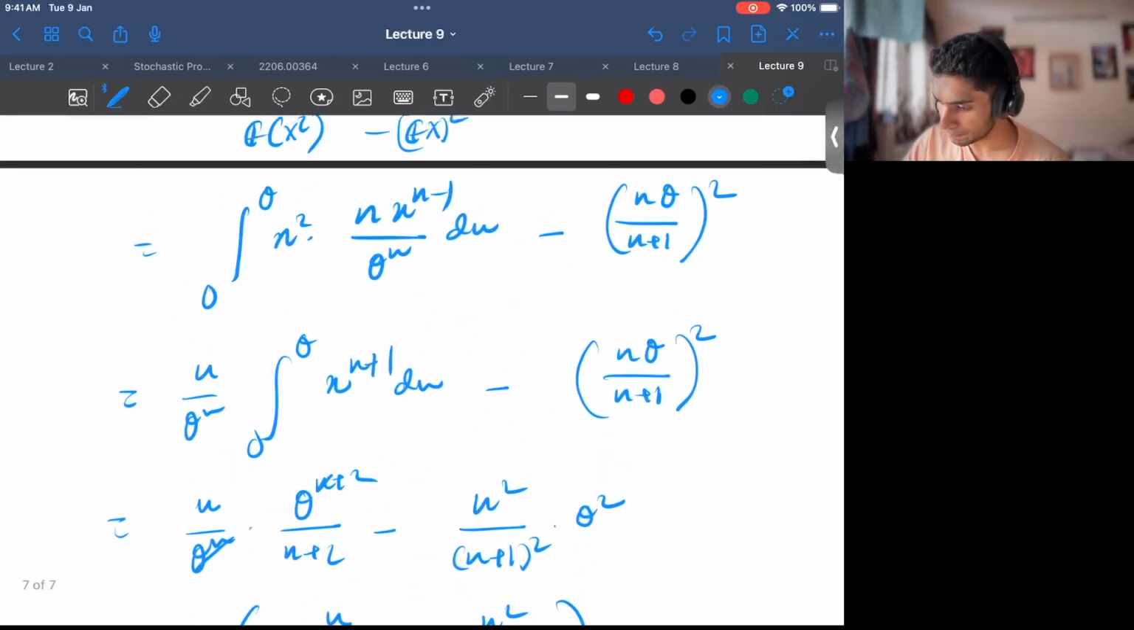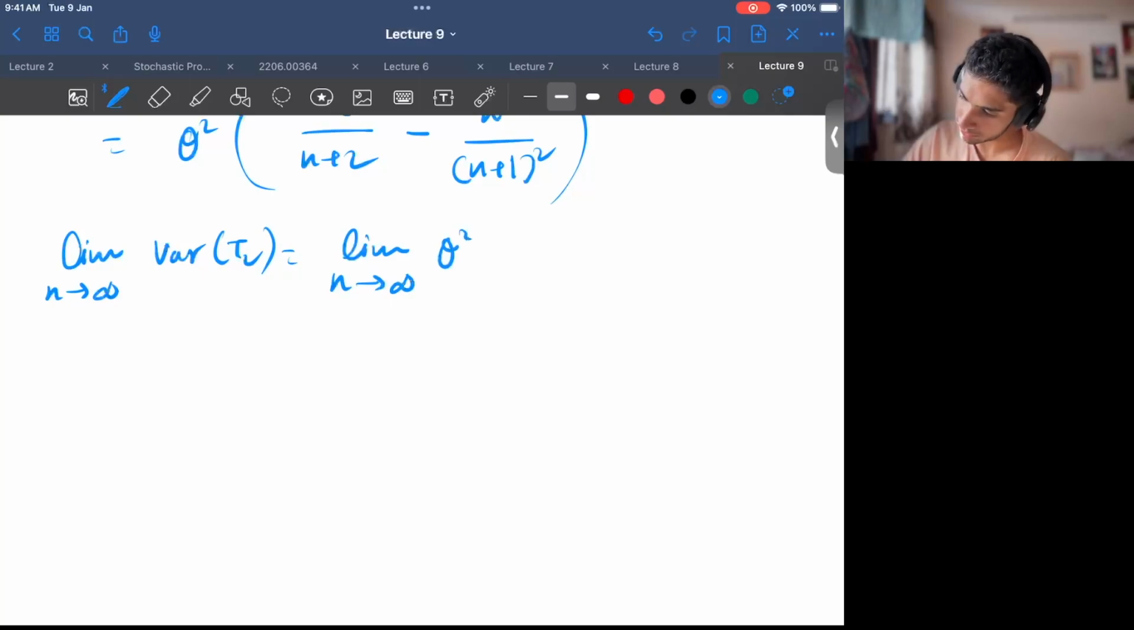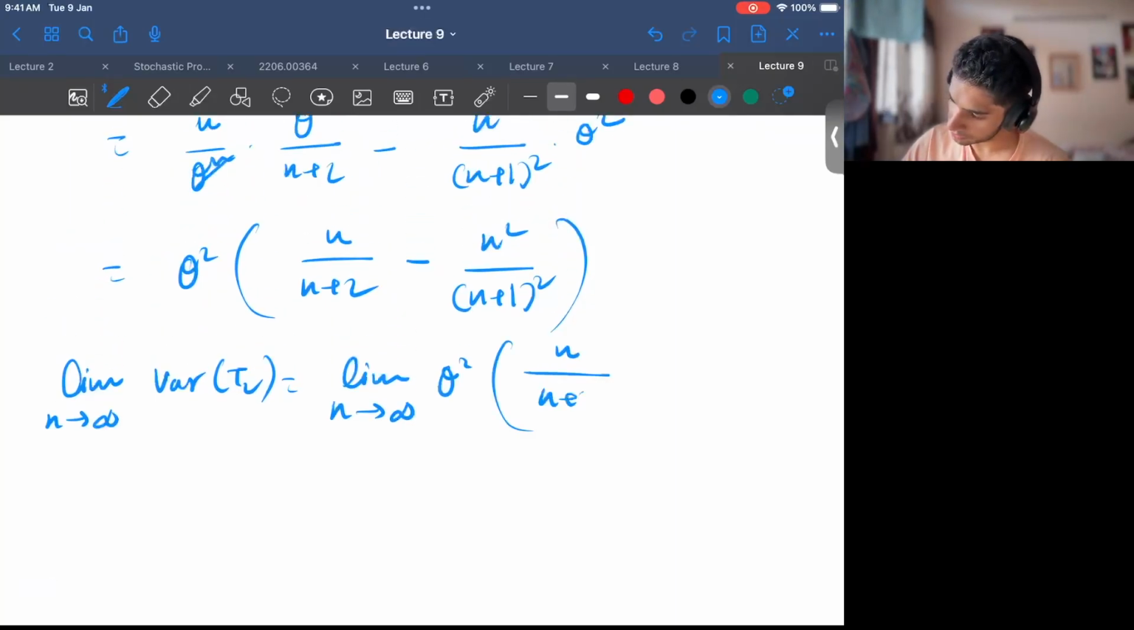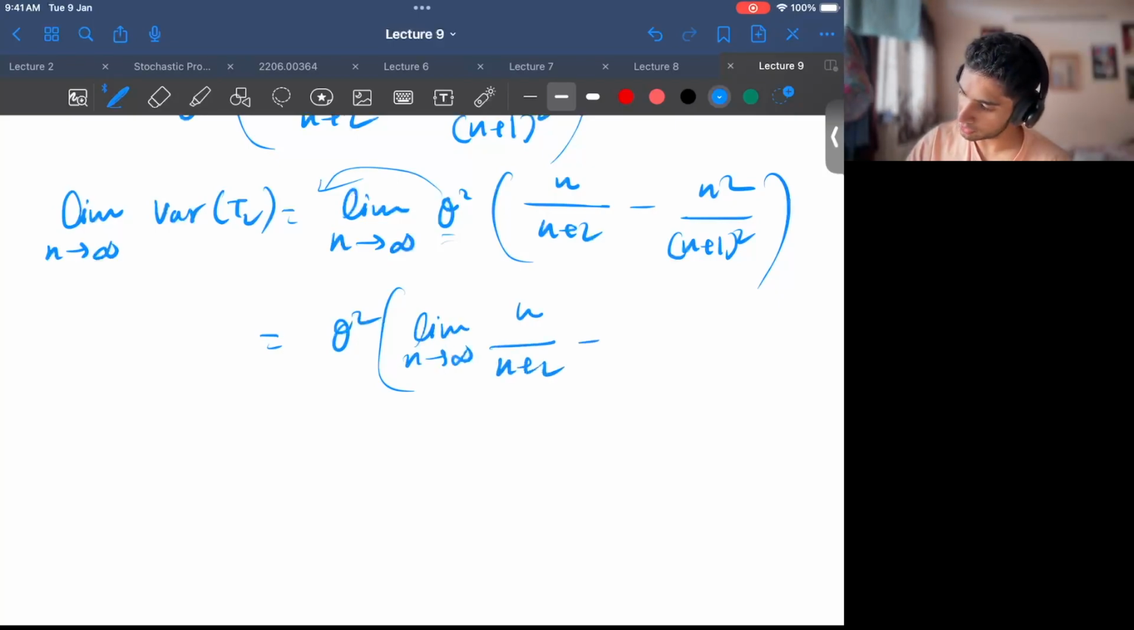Right. So what will be the limiting case, right? So what will be the limit n tending to infinity variance of T2? This will be equal to limit n tending to infinity theta square into n over n plus 2 minus n square over n plus 1 whole square, right? Now, theta square doesn't depend on n, so this will come out. The limit will go inside, and you can use the linearity because it's a finite thing. This will become theta square limit n going to infinity n over n plus 2 minus limit n going to infinity n square over n plus 1 whole square.